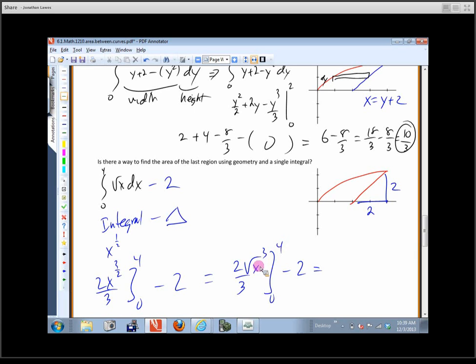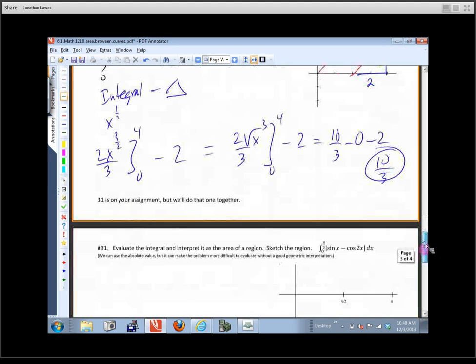Plug in a 4. Square root of 4 is 2, cubed is 8, times 2 is 16/3. Plug in a 0, 0 minus 2, and look at that, 16/3 minus 2 again, so that's going to be 16/3 minus 6/3. 10/3 will be our answer again. Okay? Any questions?